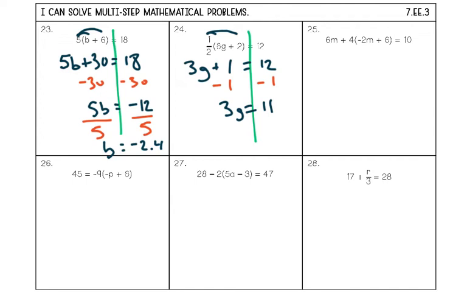I see a 3 next to that g, which means it's being multiplied. So I'm going to divide by 3 to get rid of it. I'm left with g equals 3.6, and that 6 is repeating. So I'm going to put a line over top of it.